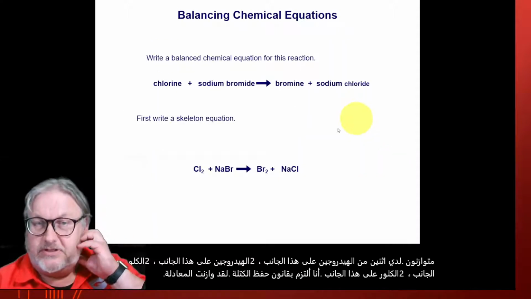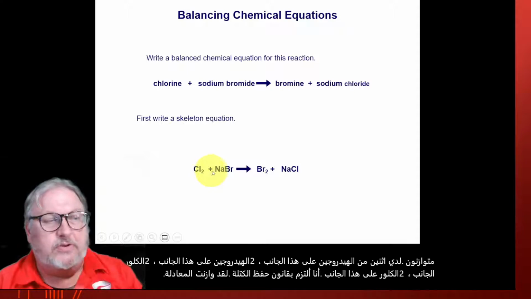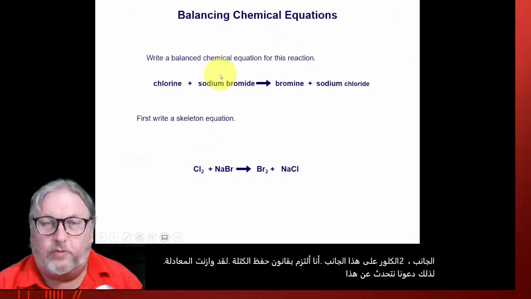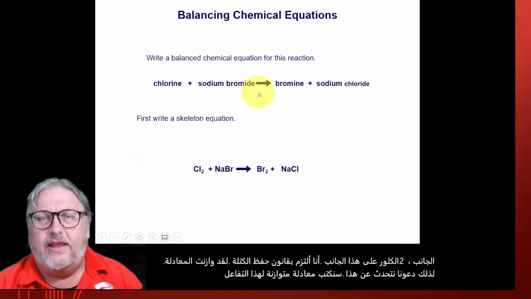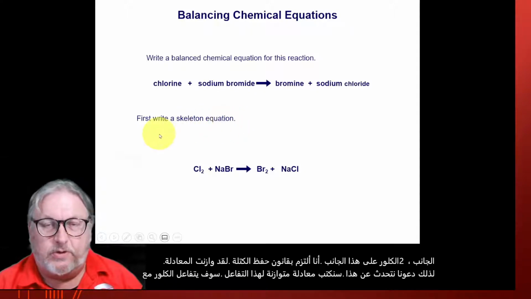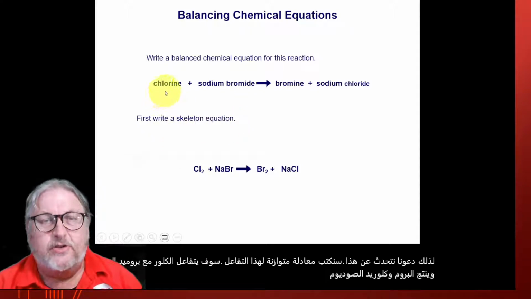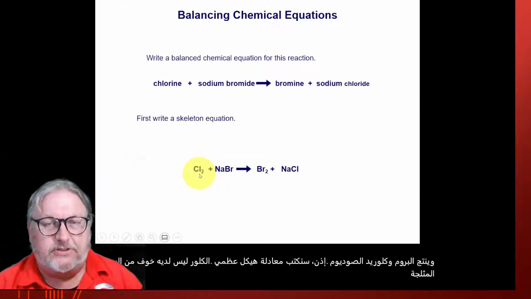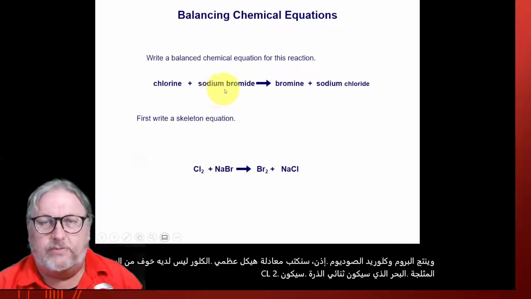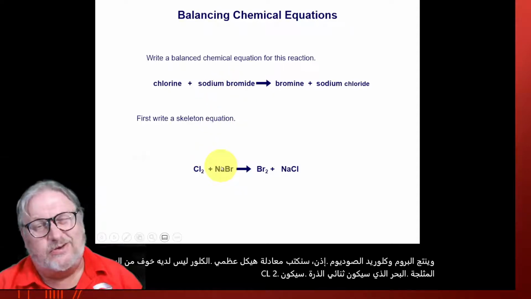So let's talk about this. We're going to write a balanced equation for this reaction. Chlorine will react with sodium bromide to produce bromine and sodium chloride. So we're going to write a skeleton equation. Chlorine, have no fear of ice cold beer, the C, that's going to be diatomic, so it's going to be Cl2. And sodium bromide.